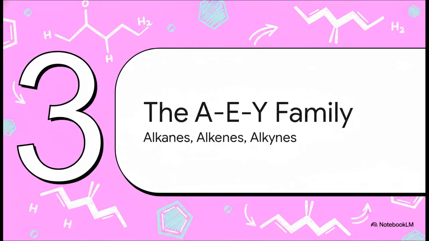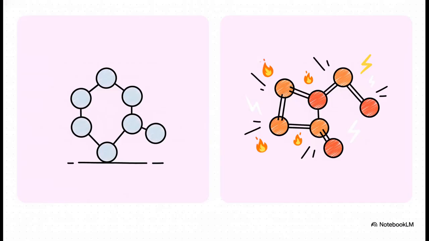All right, Section 3, alkanes, alkenes, and alkynes. Let's meet the main characters. Let's actually personify these guys for a second. We have the saturated hydrocarbons, like the alkanes. These guys contain only single bonds between their carbon atoms. Because every single carbon is fully saturated with hydrogen, they are the chill, highly stable ones. They really don't react very easily.